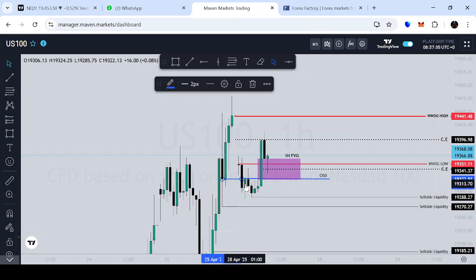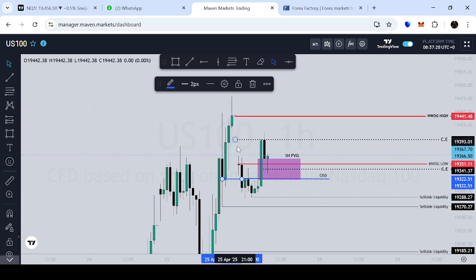Then you will see this as a breaker block. This is a low and a high, a lower low. This is the candle that took it out, the 6 o'clock candle. Then it created a fair value gap here. You can see how price delivers inside the fair value gap, the consequent encroachment.